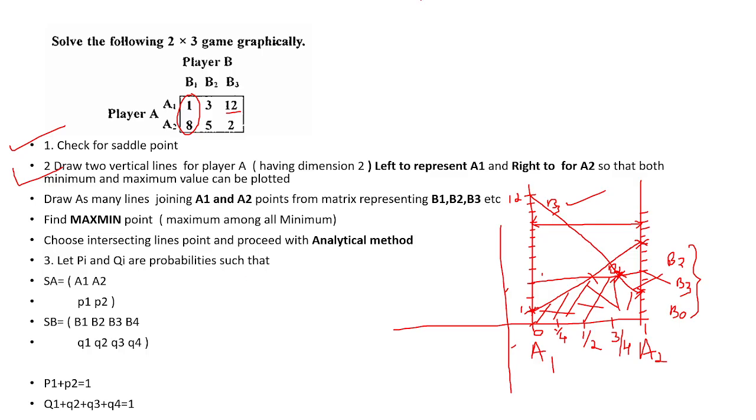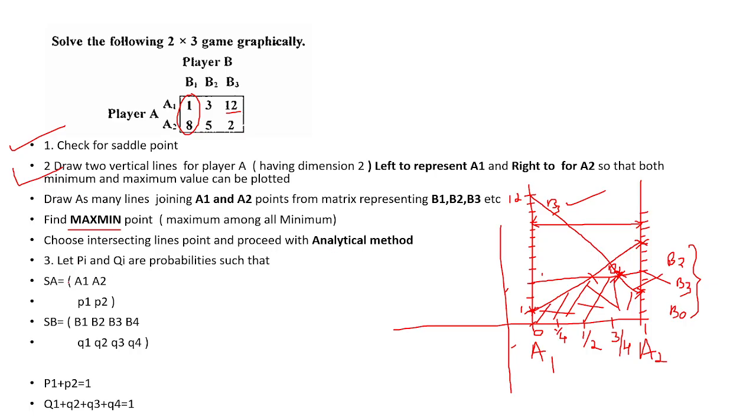Like that, you have to find the maximum among minimum, max min. When A is having two strategies and B is having n, use maximum. In case B is having two strategies and A is having m strategies, it is the reverse. The straight lines represent strategies of B, and you have to take these points. We'll see that in another problem. Choose the intersecting lines point, proceed with the analytical method.